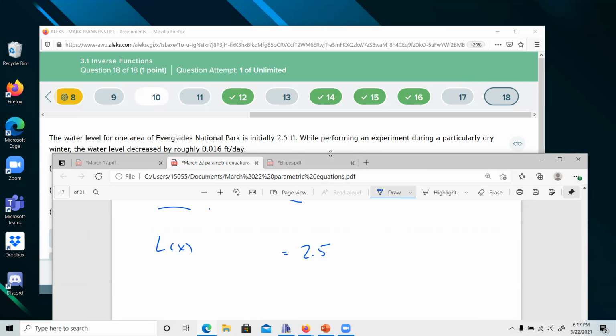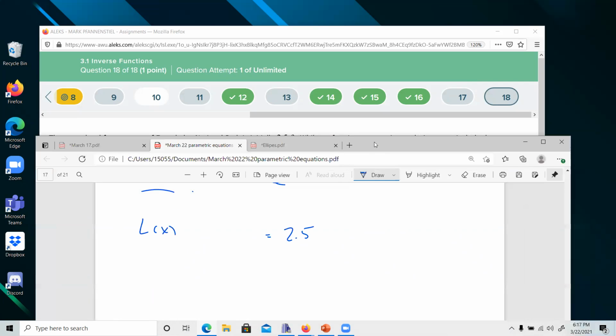Lake, I don't know if that's a lake, it's a pond, puddle maybe. And it's decreasing, so we're going to get a negative slope, negative 0.016x. X equals days after experiment. And so y is equal to negative 0.016x plus 2.5. That should be a plus. All right.